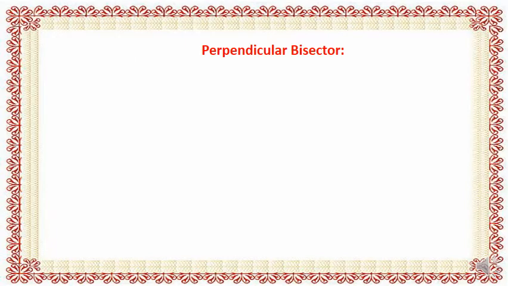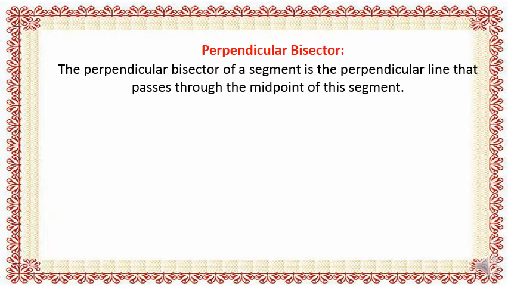Before we start, let's review the definition of the perpendicular bisector. We said that the perpendicular bisector of a segment is the perpendicular line that passes through the midpoint of this segment, just like the below example. AB is a segment. We draw D, the perpendicular bisector of AB, such that D is perpendicular to AB and passes through the midpoint of AB, which is C.